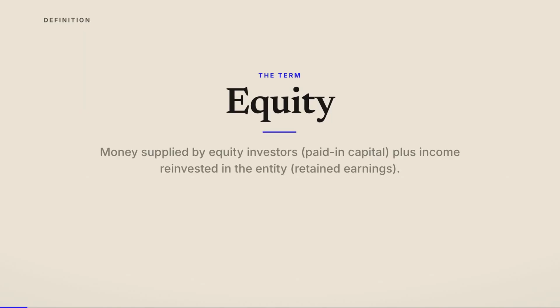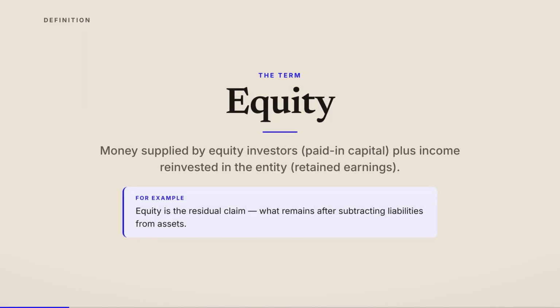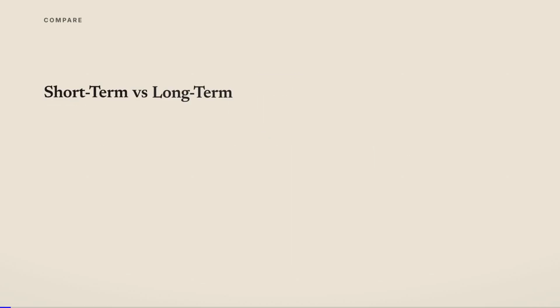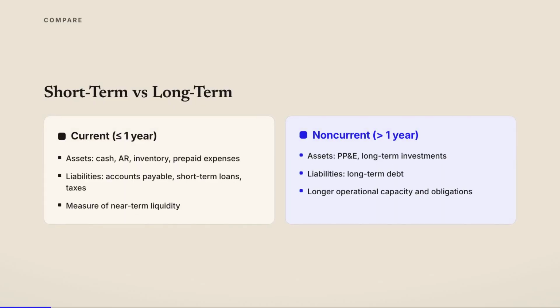Equity is the residual interest in the business after liabilities are accounted for. In the source, equity comes from two main places: paid-in capital, which is money supplied by investors, and retained earnings, which are profits kept in the business instead of being distributed. That means equity is not cash sitting in a drawer. It is a claim on the company's net assets. For a proprietorship, the business may have only one owner, but the equity section still separates the owner's stake from the company's liabilities.